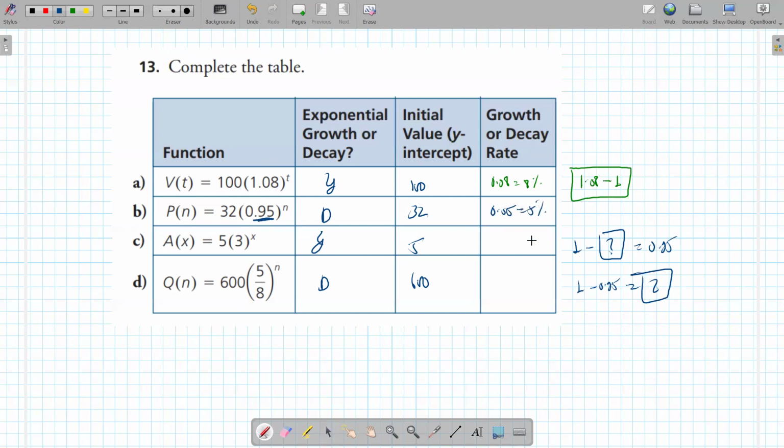What about C? What did we add to 1 to get 3? 2. So it's 200%. What about D?